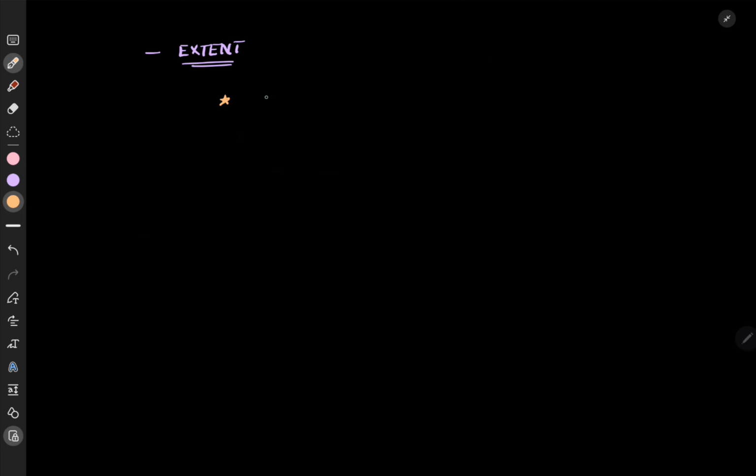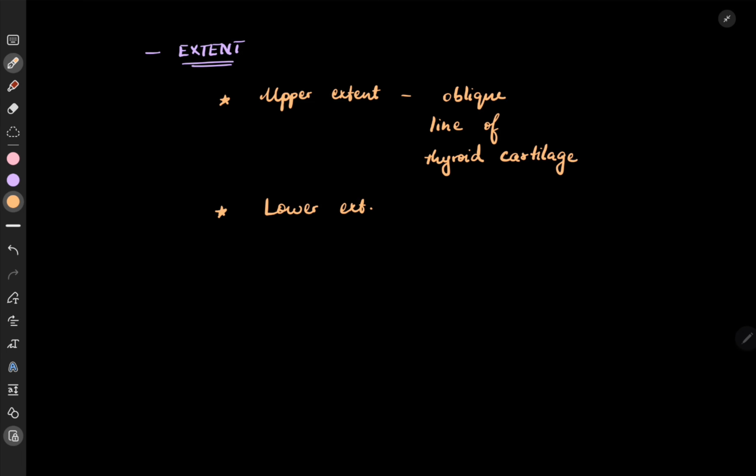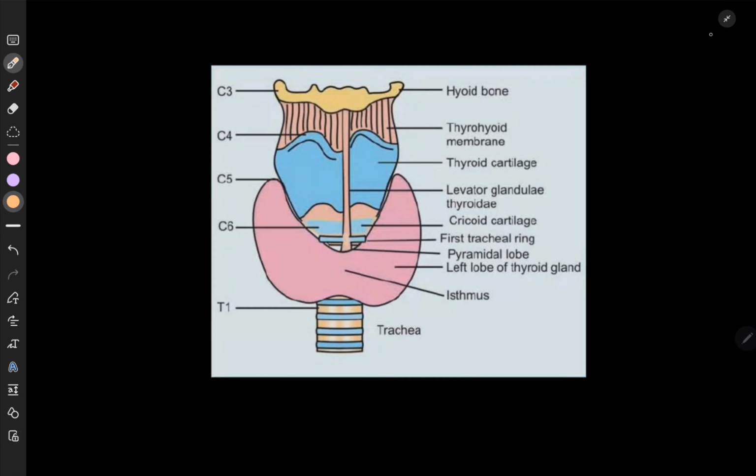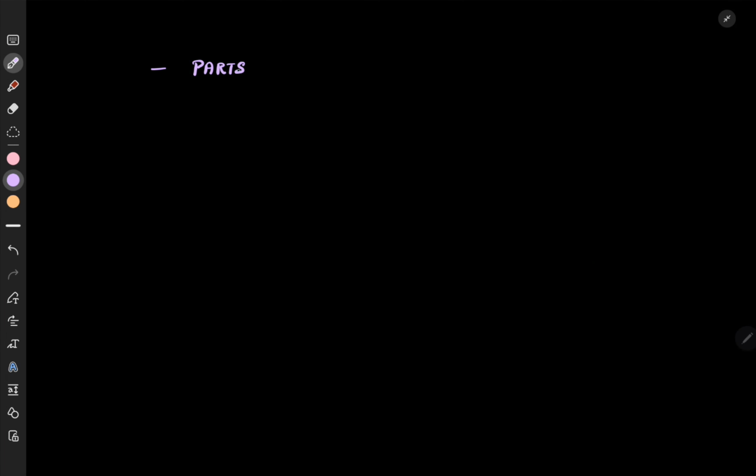The upper extent of the thyroid gland is the oblique line of the thyroid cartilage, whereas the lower extent is the 5th to 6th tracheal ring. That is the oblique line of thyroid cartilage, and this is the 5th to 6th tracheal ring. Parts of the thyroid gland. Let us see about the coverings first.